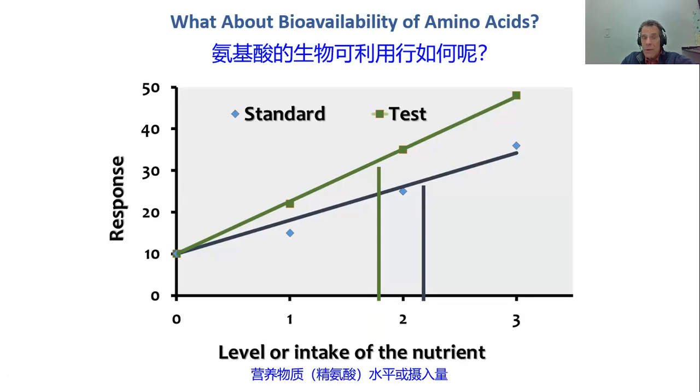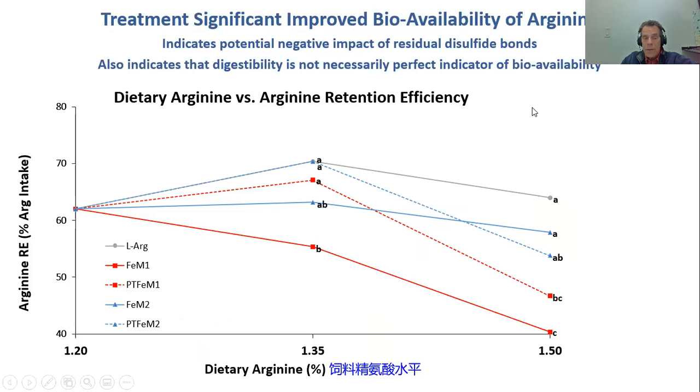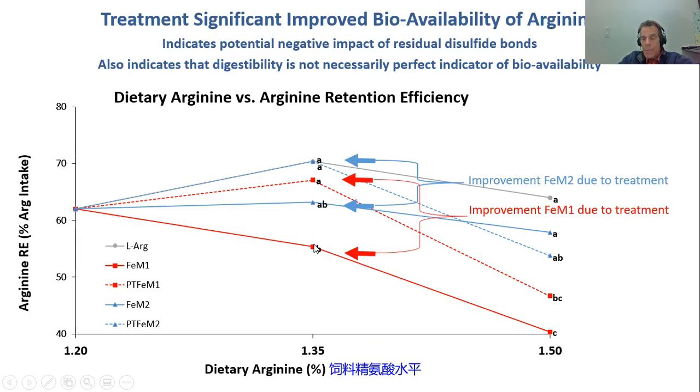So therefore, Guillaume carried out a bioavailability trial where he looked at the growth response of the animal to increasing levels of nutrient provided by a standard source. In this case, we used L-arginine and compared it to graded levels of the ingredient. This is the response of the animal to increasing L-arginine. You can see, it's a little bit difficult to see, but this is the improvement due to the pre-treatment of feather meal 1.